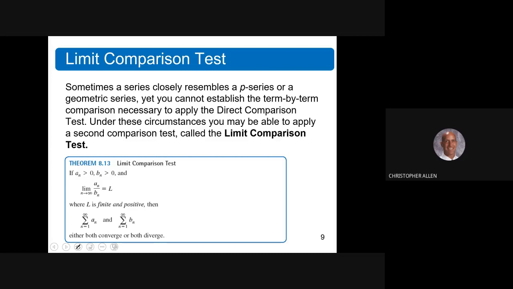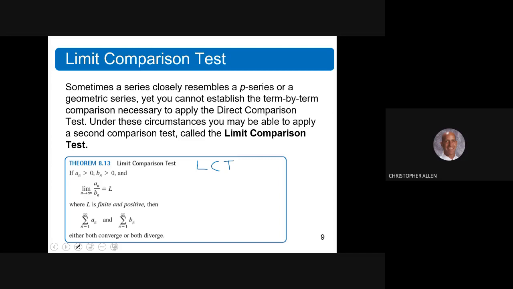So it says sometimes a series closely resembles a p-series or a geometric series, yet you cannot establish a term-by-term comparison necessary to apply the direct comparison test. Now notice it says term by term. I kind of skipped over this, but remember, it said for all of them, and in the last example, we had to start at 3 to be able to use it. But in general, you want all the terms to fall underneath or above. Under these circumstances, you may be able to apply a second comparison test called the limit comparison test. The direct comparison test I call DCT, the limit comparison test is LCT.